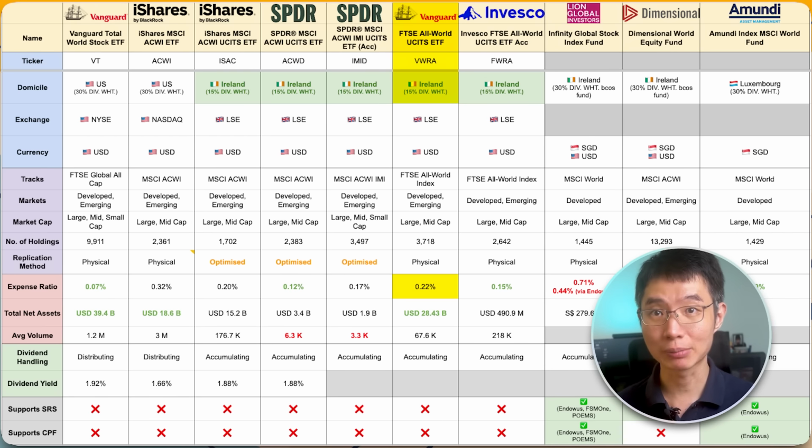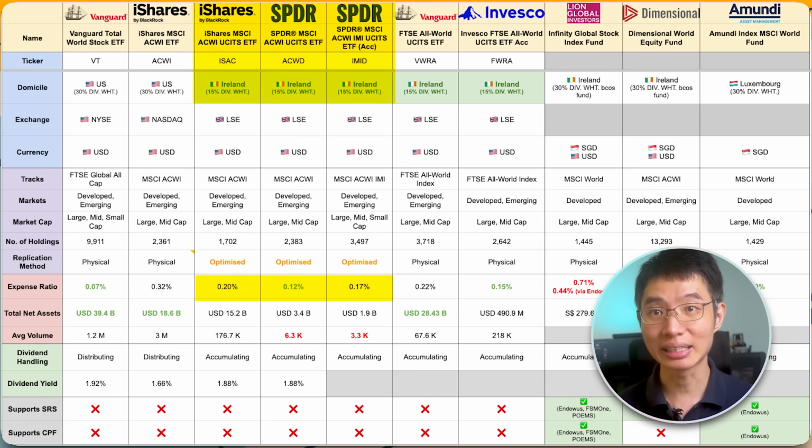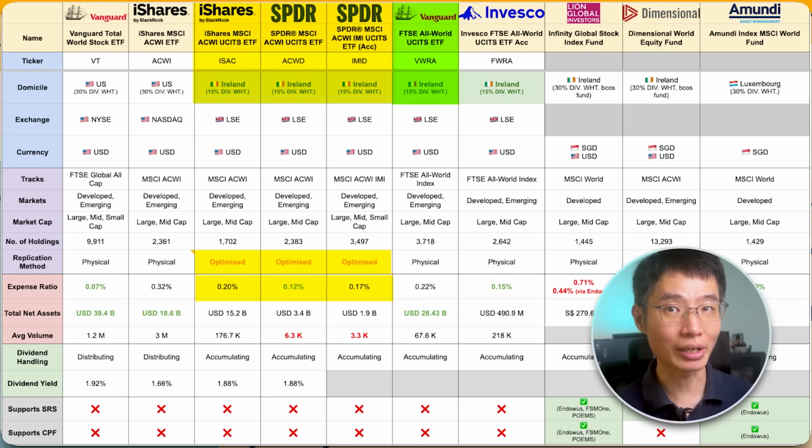So should we go for the cheaper ETFs then, like ACWD and IMID? Yes. Now, even though their expense ratio is a lot lower, the biggest difference is that they are using the optimized sampling replication method, as compared to VWRA, which is using the physical replication method.